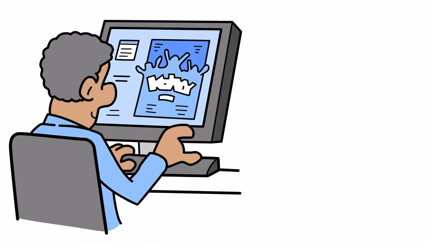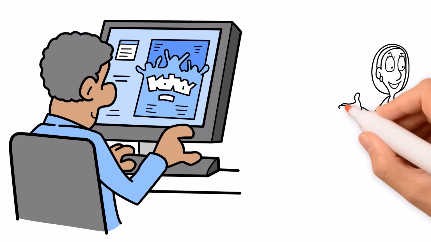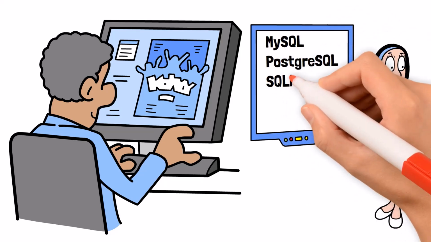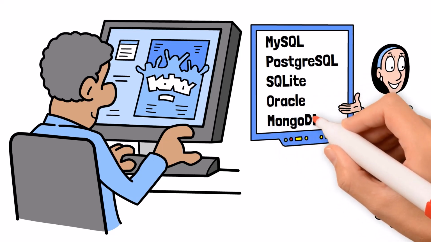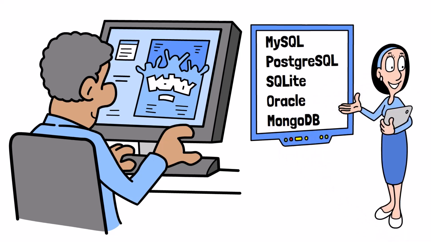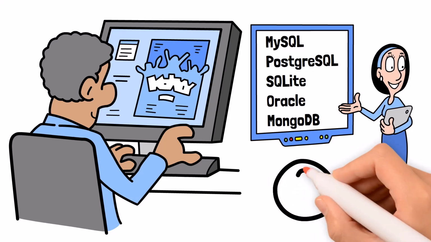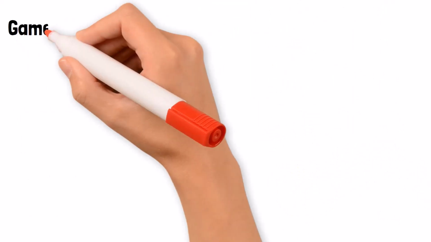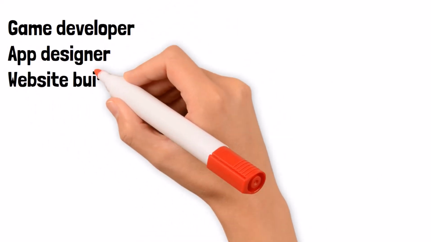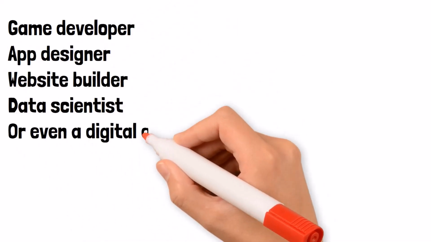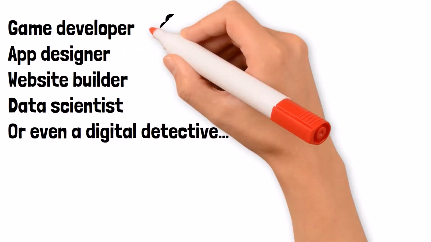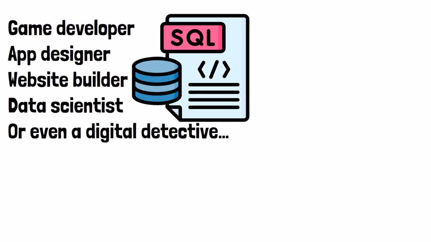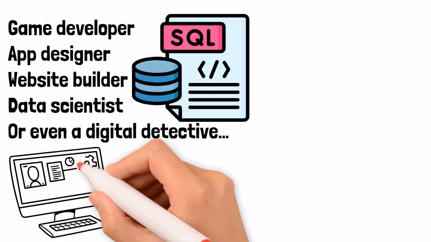Fun fact, the most popular database systems in the world today are MySQL, PostgreSQL, SQLite, Oracle, and MongoDB, a bit different, but still a type of database. These tools use SQL or something like it to manage data. Why should you care? If you want to become a game developer, app designer, website builder, data scientist, or even a digital detective, you will need to understand how data is stored and how to use SQL to get answers fast. It's like learning to speak to computers in their favorite language.